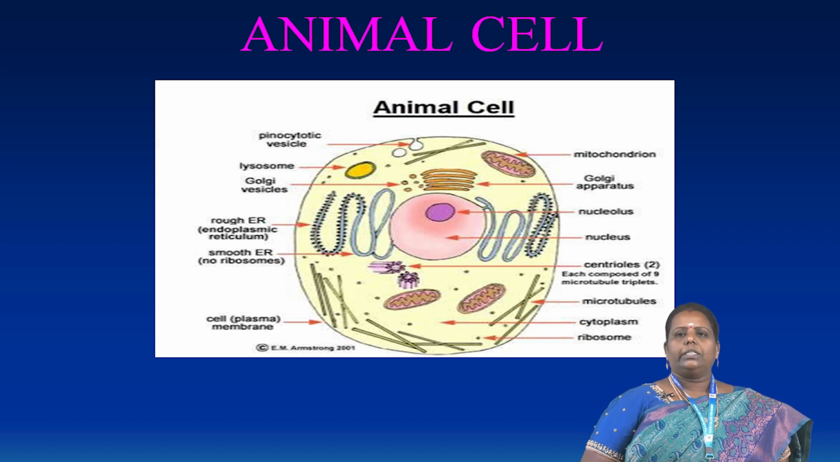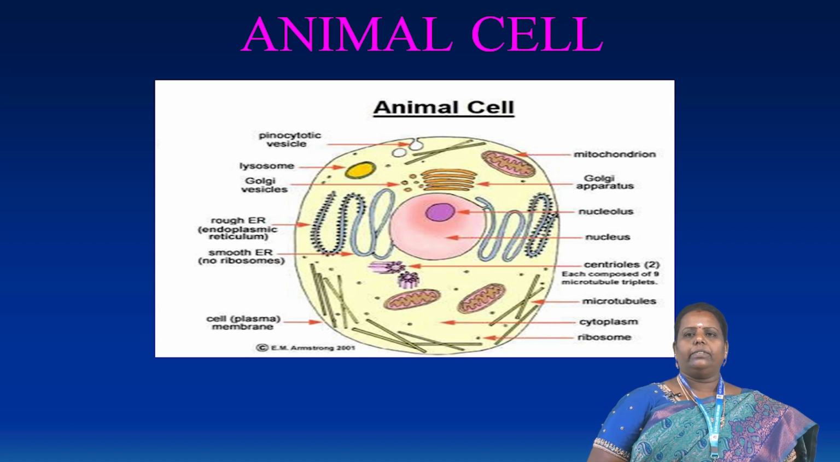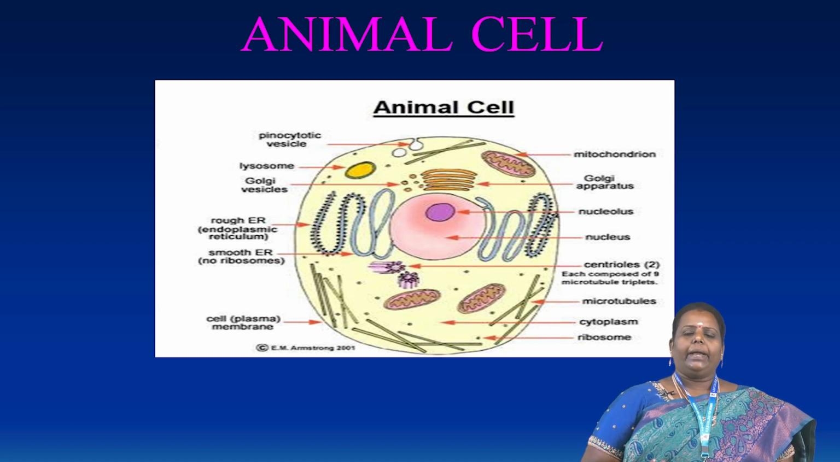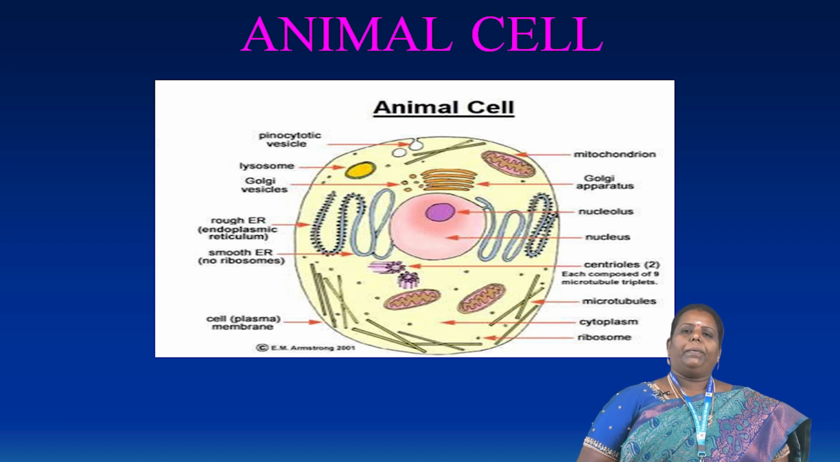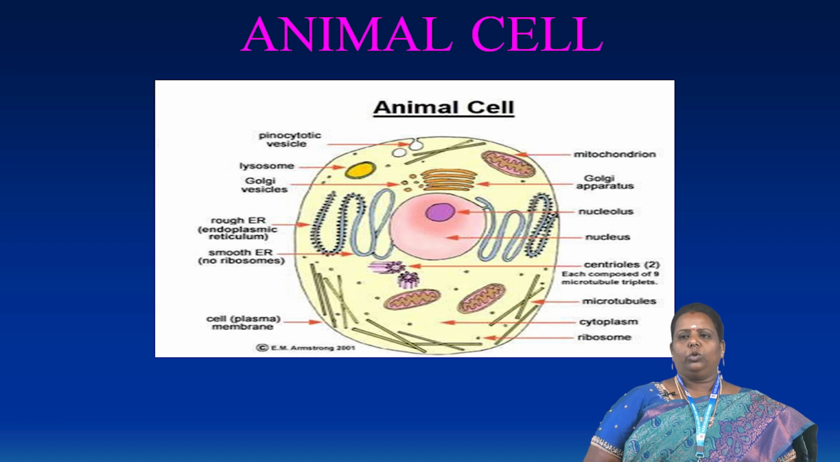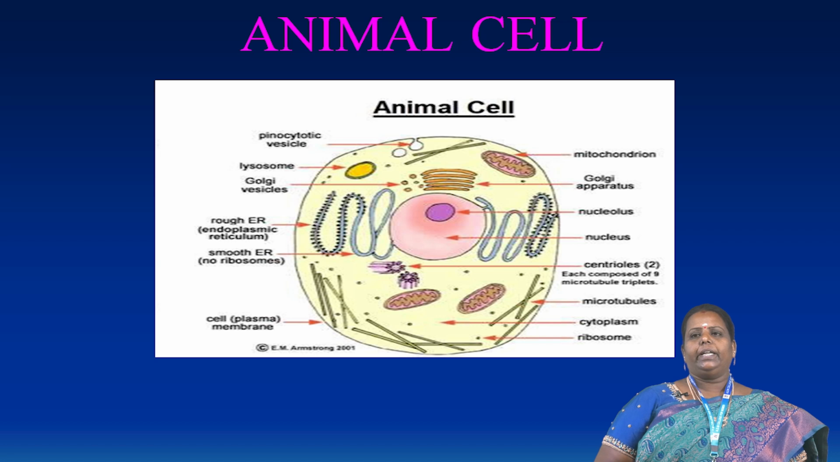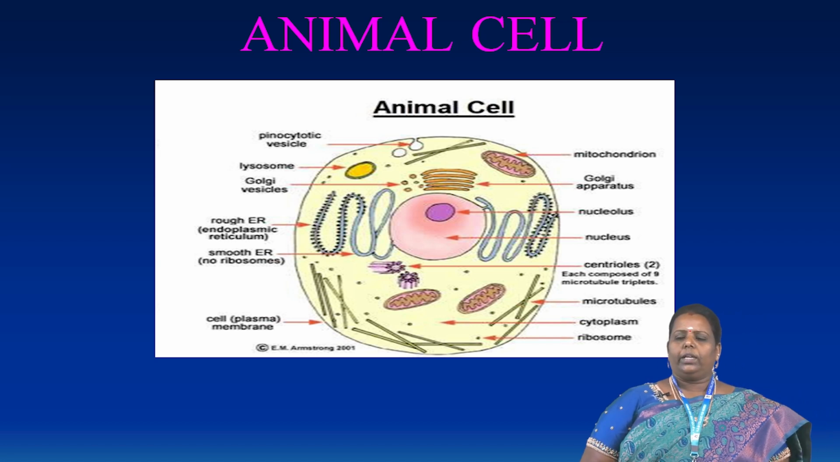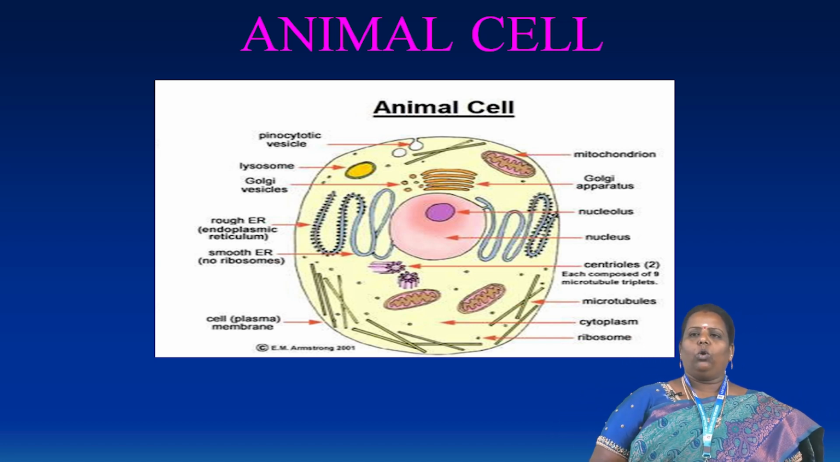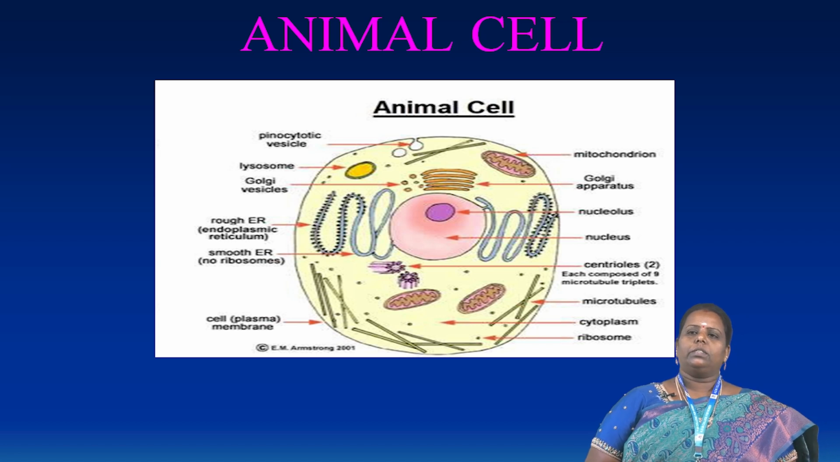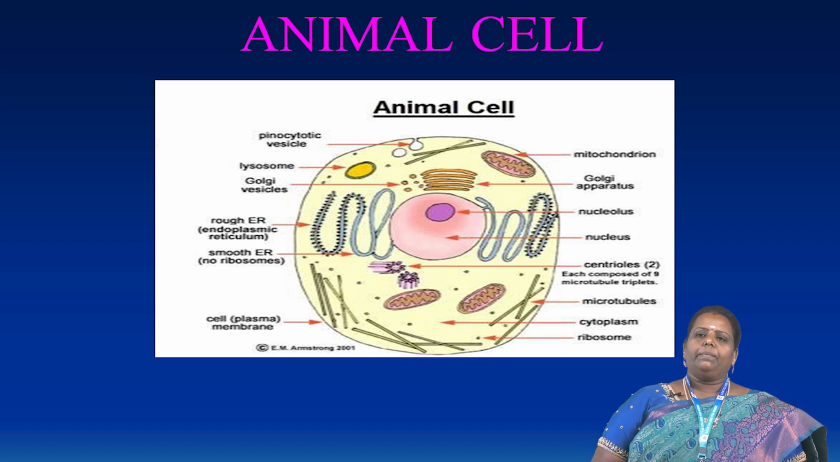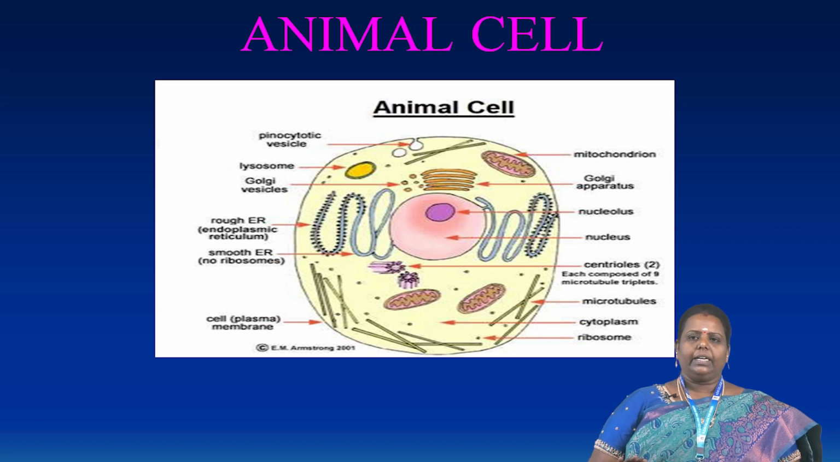Among the cell organelles are the pinocytic vesicle and the phagocytic vesicle, and also the lysosome. Phagocytic means cell eating, and pinocytic means cell drinking. Rough endoplasmic reticulum and smooth endoplasmic reticulum are also present. Presence of ribosomes is called rough endoplasmic reticulum. Absence of ribosomes is called smooth endoplasmic reticulum. It also has the Golgi apparatus, centrioles, microtubules, cell membranes, ribosomes and vesicles. The organelles with roles in protein synthesis are all present in animal cells.